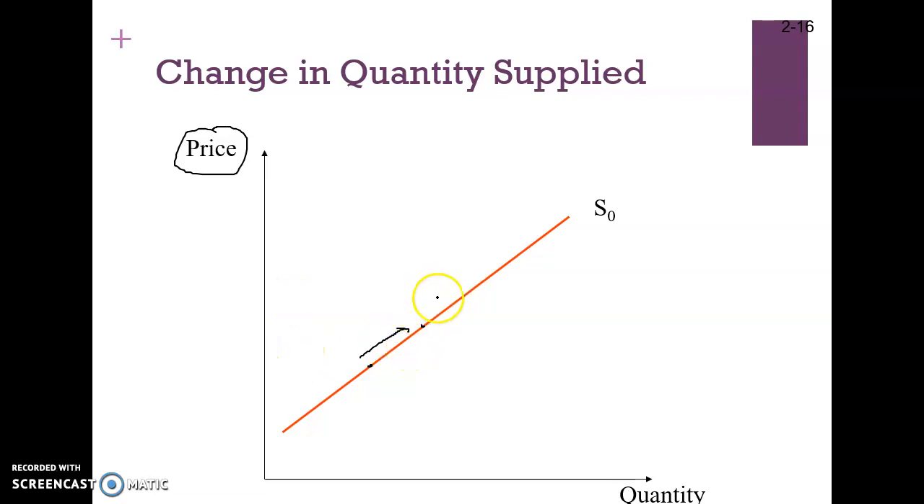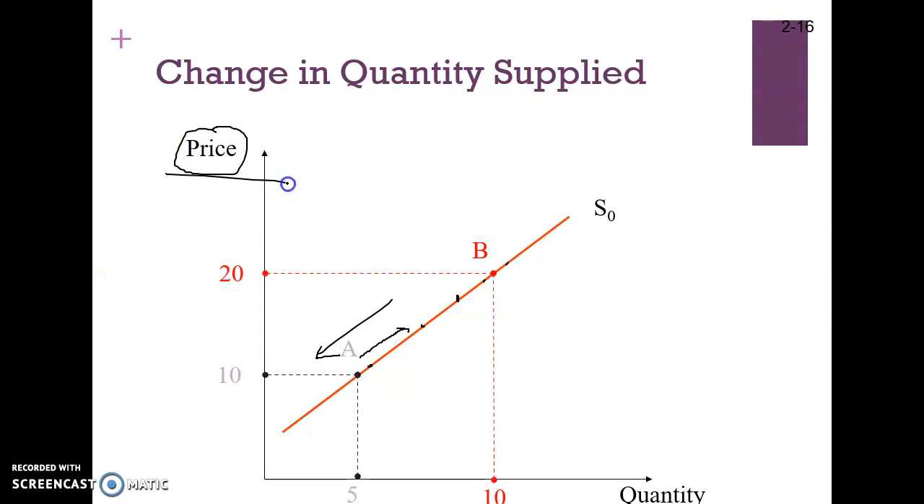So if we move from here to here, we have got a movement along the same curve. We have remained on the same curve, whether in the positive or in the negative direction, it means that it is the movement along the curve. And it is only due to one factor, and that is price.